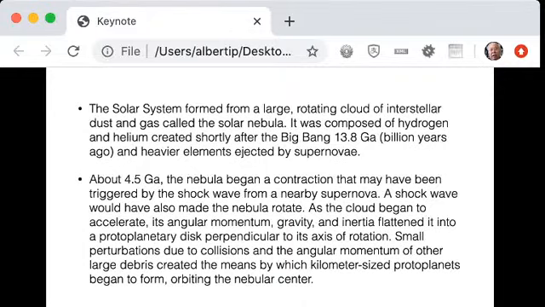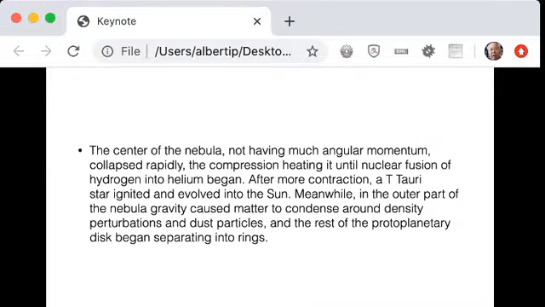The nebula began a contraction that might have been triggered by a shock wave from a nearby supernova. A shock wave could have made the nebula rotate as the cloud begins to accelerate. The angular momentum, gravity, and inertia flatten it into a disk perpendicular to its axis of rotation. Small perturbations due to collisions and angular momentum, and other things, eventually created all of us. So let's go into a little bit more detail.